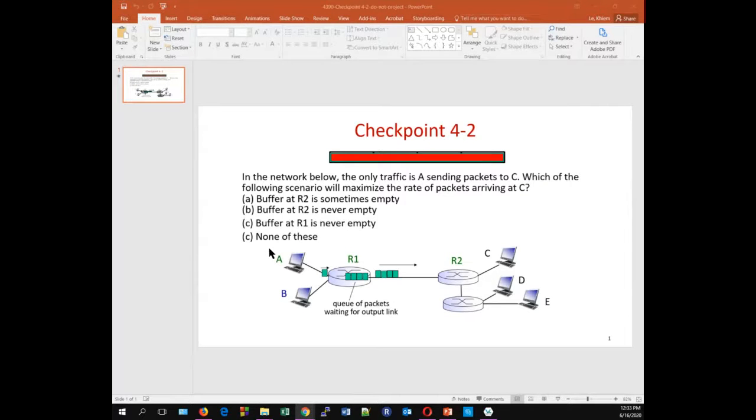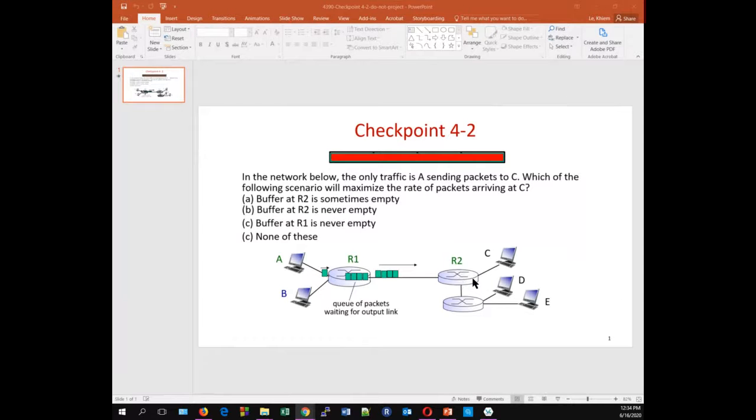So I'm going to give you the correct answer and tell you why, because apparently the students who answered correctly, okay, so I have input from a student. R2 should never be empty, else it is a lost opportunity. Exactly, that is the correct answer, because you are asked about the rate of packets arriving at C. What is sent over this link comes from the buffer at R2. Now, if there are times where the buffer at R2 is empty, then it will be a lost opportunity. You're not going to maximize the rate.